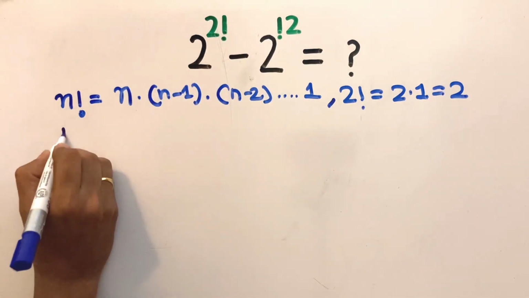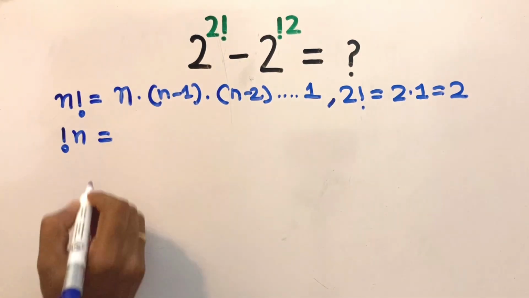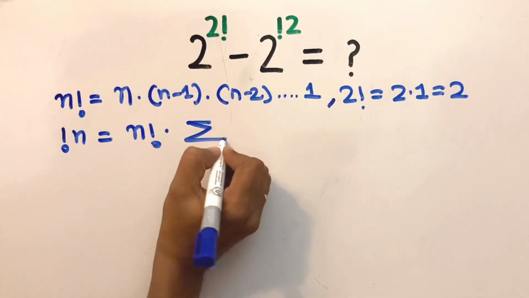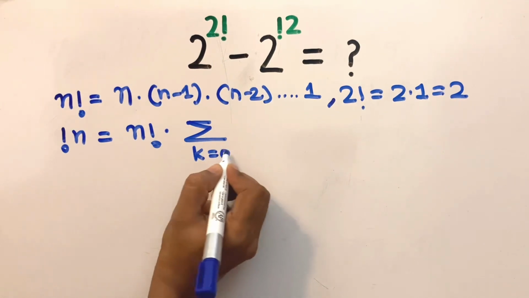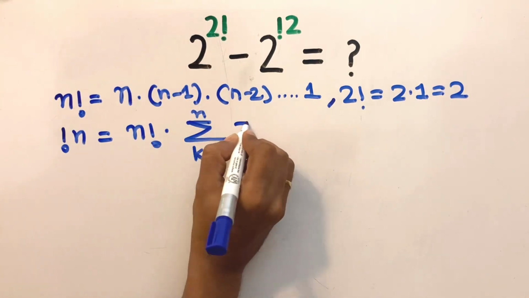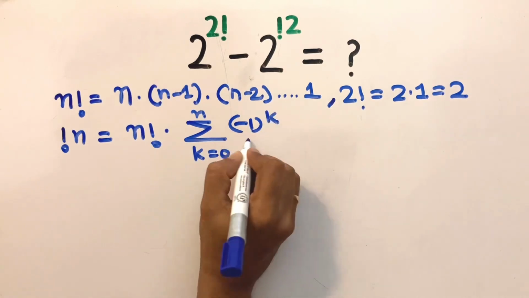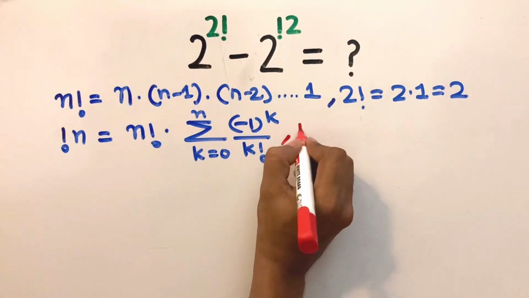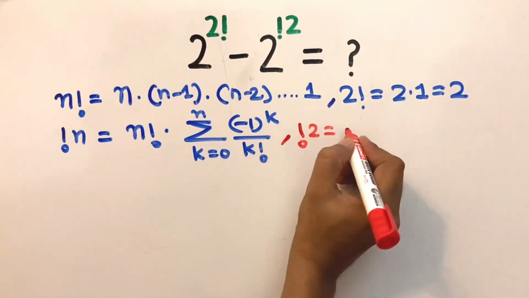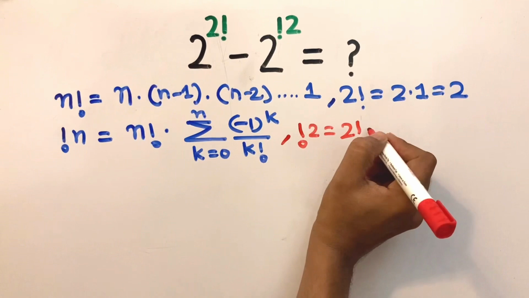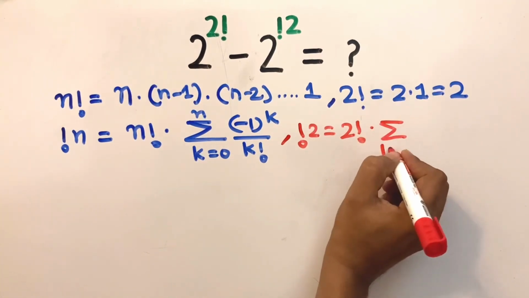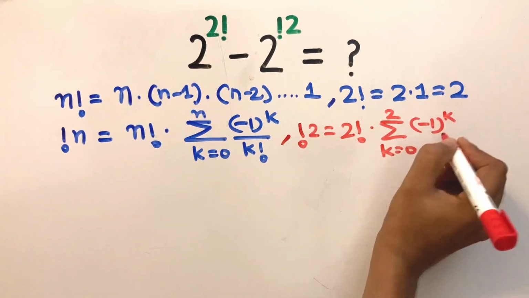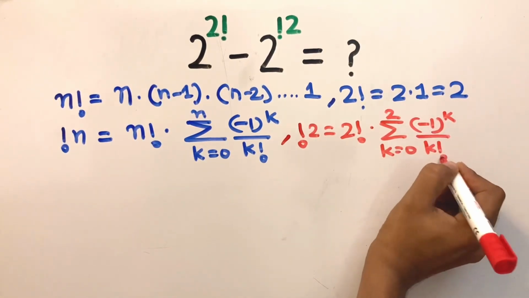Similarly, subfactorial of n is equals to n factorial multiply summation of k equals to 0 to n minus 1 of minus 1 to power k divided by k factorial. Therefore, subfactorial of 2 equals to 2 factorial multiply summation of k equals to 0 to 2 minus 1 of minus 1 to power k divided by k factorial.